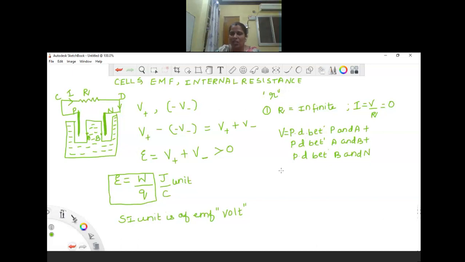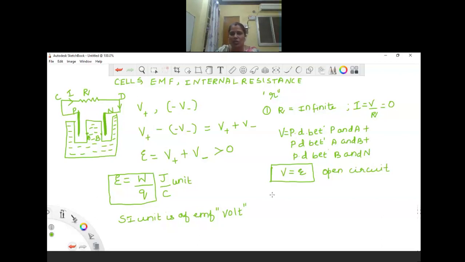Okay. So, when R is infinite, then this potential difference between P and N is equal to EMF. When R is infinite, then V and E are equal. Okay. So we can also say that this is the open circuit. In open circuit, no current is drawn from the cell. So this is the first case.